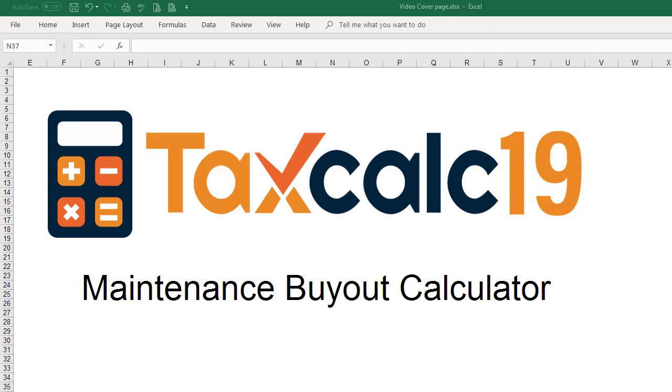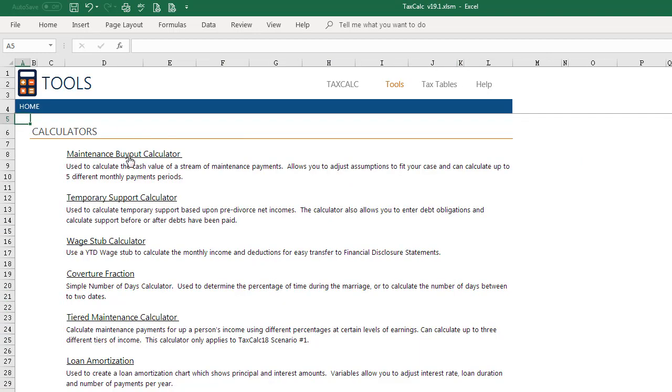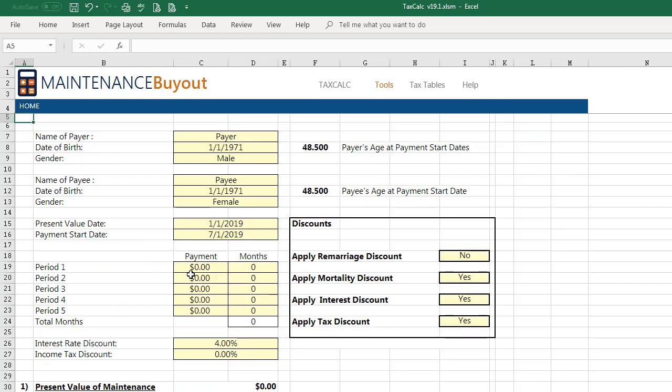Tax Calc 19 Maintenance Buyout Calculator. So in the Tax Calc 19 program, if you go under the Tools button, you will see the Maintenance Buyout Calculator. It's really the first one. It's a pretty common calculator that's used to try and calculate the lump sum or upfront payment of cash or assets in lieu of an ongoing maintenance stream.